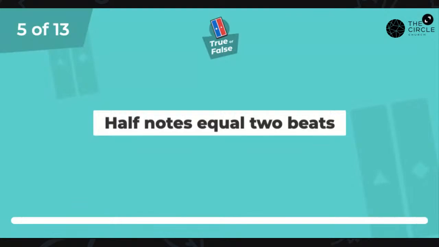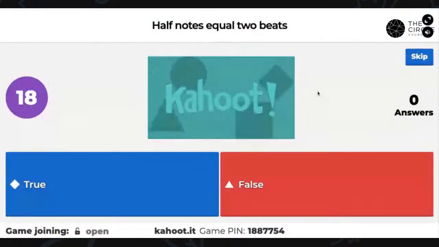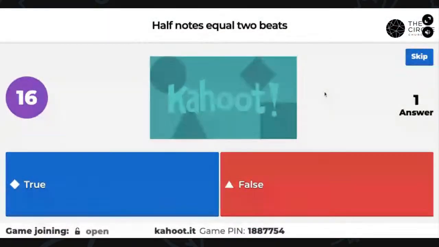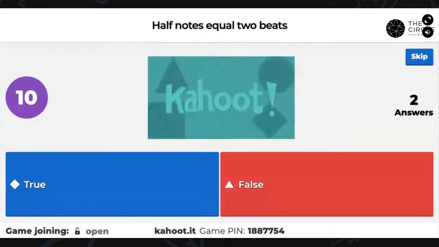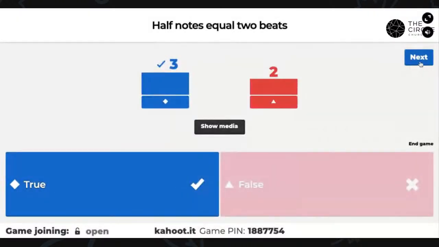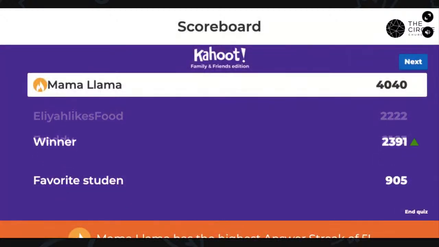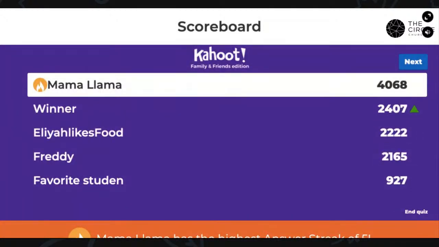Aliyah. So this question is true or false. Half notes equal 2 beats. The blue is true and red is false. Wow. Okay. 3 out of the 5 of you got that. Okay, winner is catching up.